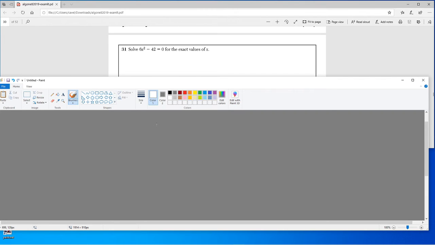Number 31. Solve 6x squared minus 42 is equal to 0 for the exact values of x. So one good thing about this quadratic is that you don't have a b term, right? Usually for quadratics you have ax squared plus bx plus c is equal to 0, so there's no bx term. You don't have to worry about factoring, and you don't have to worry about the quadratic formula. Why? Because you can simply isolate x.